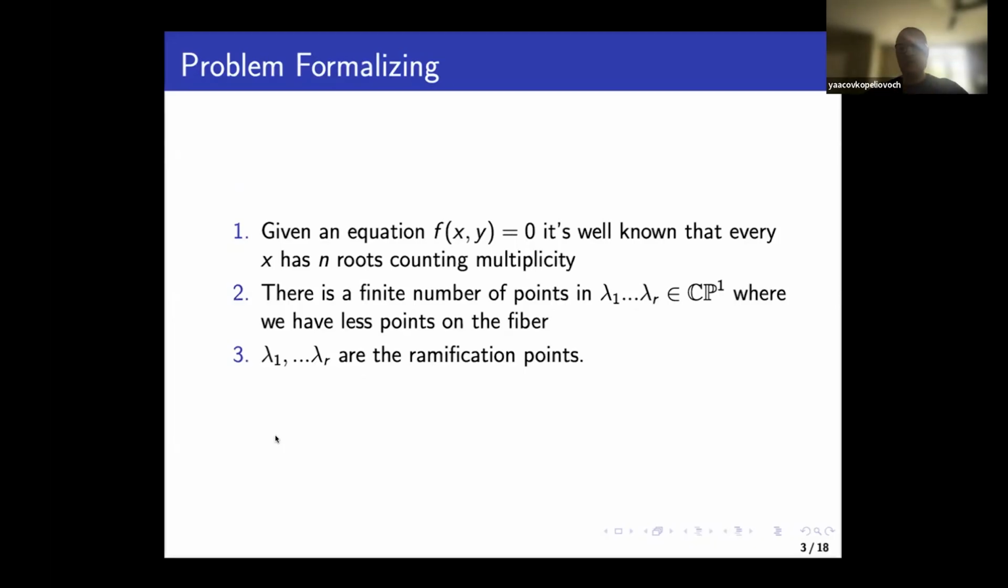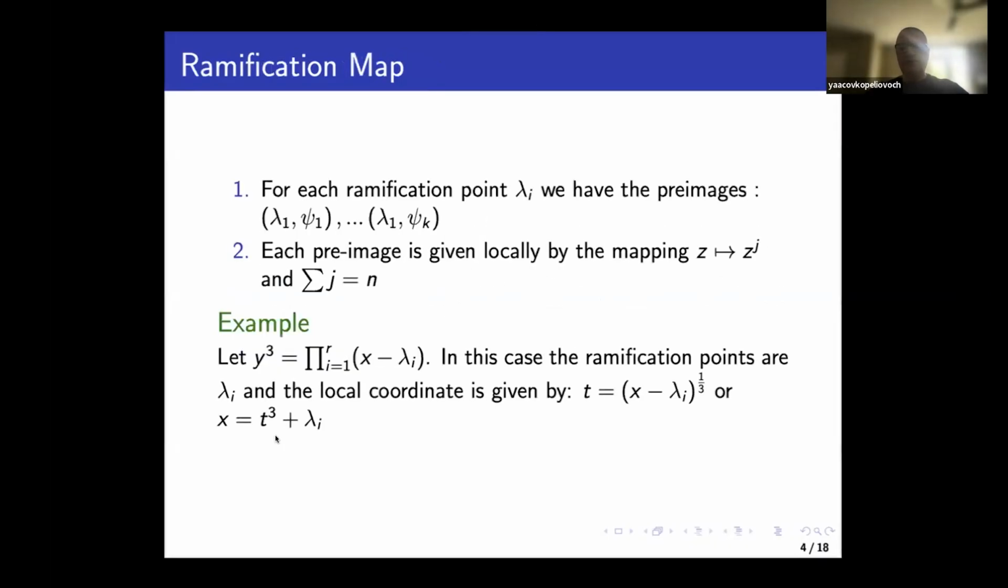So consider an equation in two variables, f(x,y) equals 0. It's well known that every fiber has n roots counting multiplicity. And there is a finite number of points in lambda where we have fewer points on the fiber, and we call those points ramification points. Okay? And for each ramification point, you have a preimage. And if you count the preimages with multiplicity, it will always be n. But you can have fewer preimages for each ramification point. So this is an example.